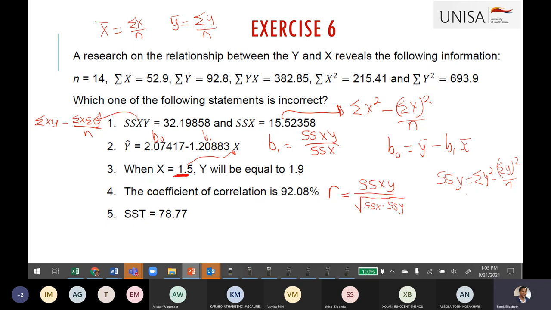Oh gosh. Now they also ask you to calculate SST. We know SST is given by SSR plus SSE.